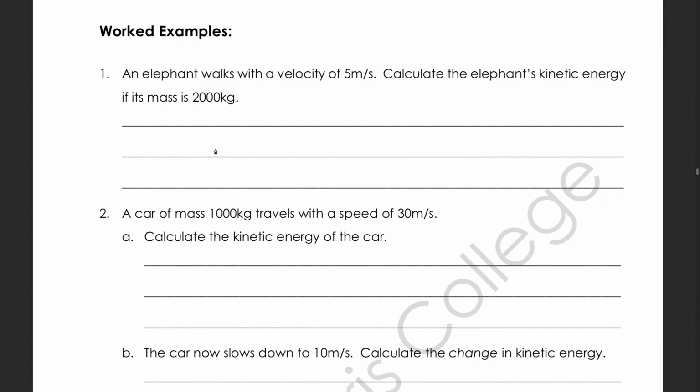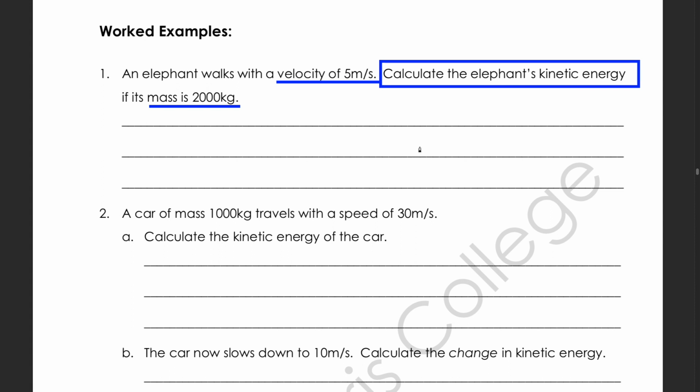Number 1. An elephant walks with a velocity of 5 meters per second. Calculate the elephant's kinetic energy if its mass is 2000 kilograms. From the question, we can see that its velocity is 5 meters per second. Its mass is 2000 kilograms, and we have to calculate the elephant's kinetic energy. So we should start off from the equation. KE equals 1/2 multiplied by m multiplied by v squared. Let me remind you that this sign, the one highlighted in blue, means to the power of.